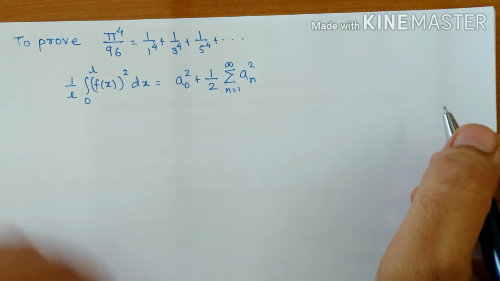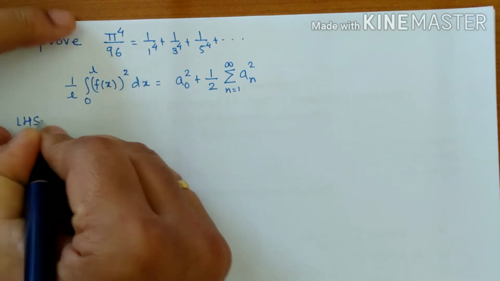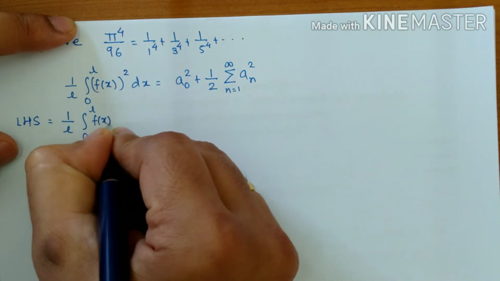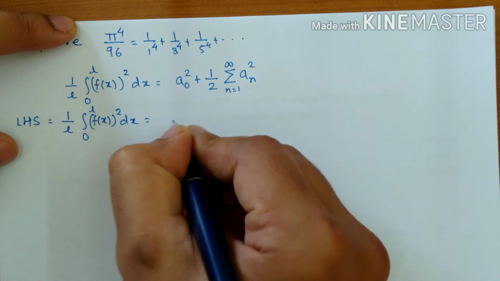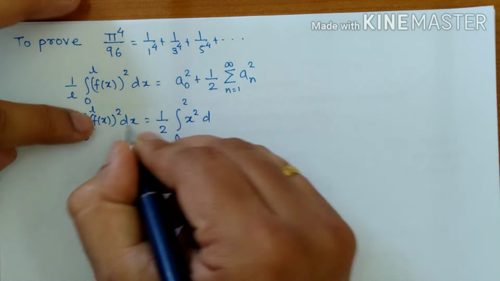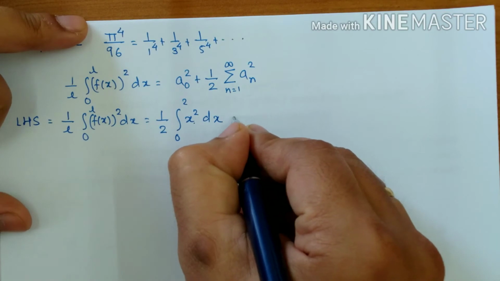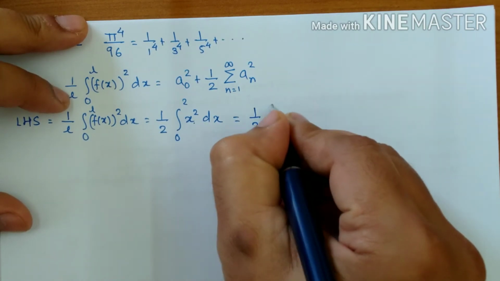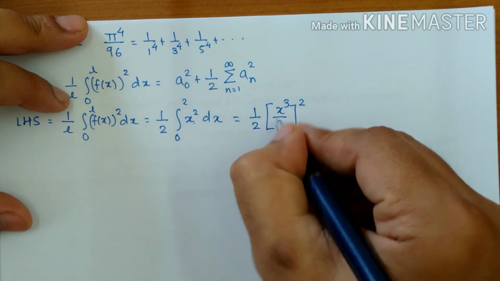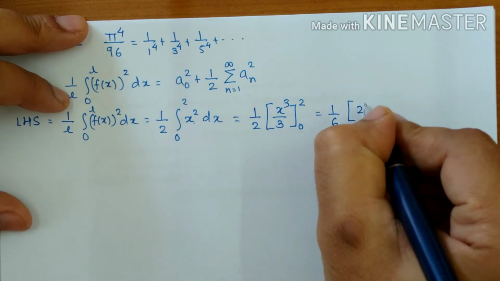Okay, now first of all we have to calculate the value of LHS. What is LHS? 1 upon L integration from 0 to L f of x square dx. The L value is 2. So 1 by 2 integration from 0 to 2, f of x is x and its square we are going to take. So we have x square here. So integration of x square dx is equal to, the integration is quite simple, x cube upon 3, limits from 0 to 2. 1 by 3 is a constant I am taking outside, so we get 1 by 6 outside. Then inside the bracket 2 cube minus 0.